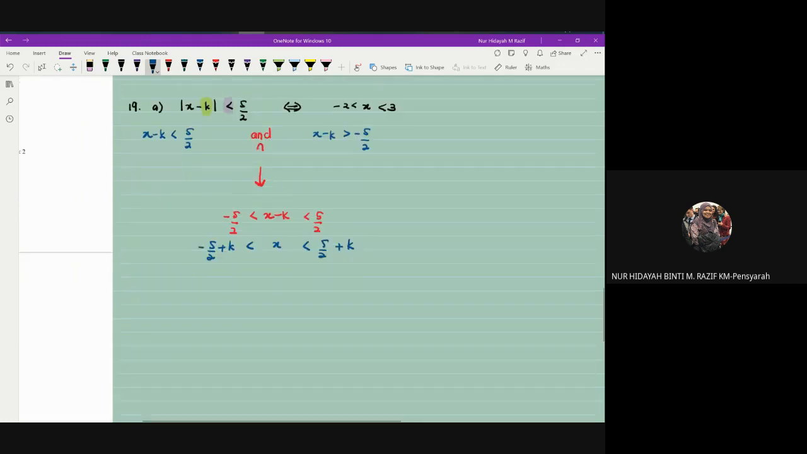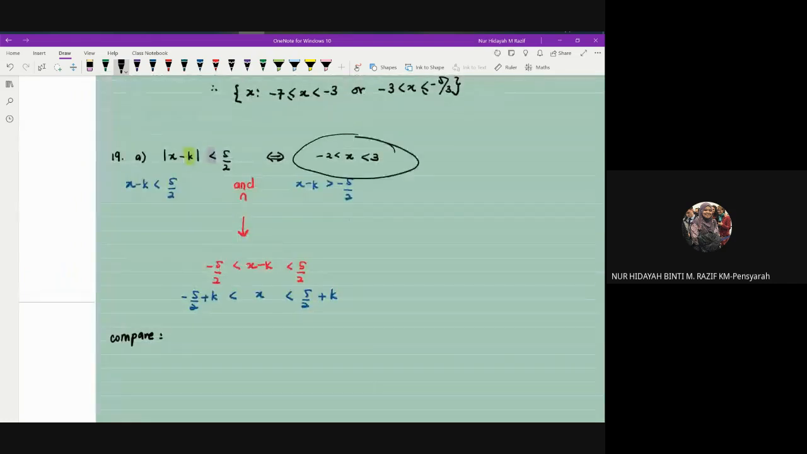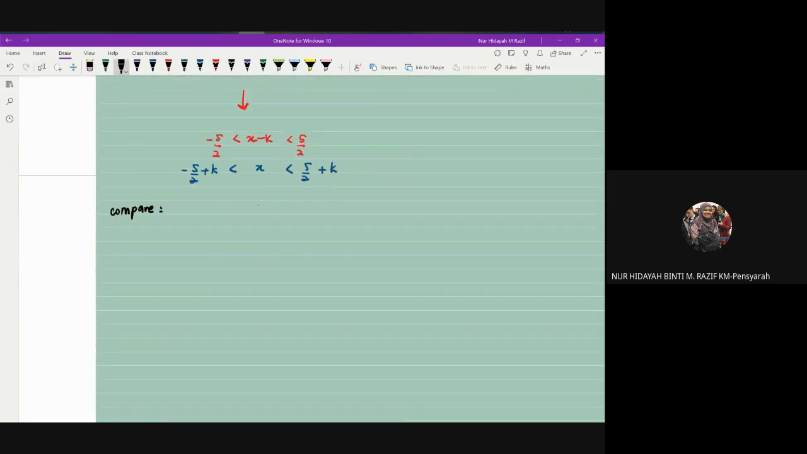Now what should we do? Jawapannya adalah you should just compare. Compare with who? Compare with apa yang soalan dah beri. The question gave you X is between -2 and 3. So tulis X -2, 3. What should you do now? Jawapannya adalah compare mengikut bahagian. It's either you compare yang sebelah kiri ni atau sebelah kanan. Yang tak boleh yang tengah-tengah je sebab tak ada K.